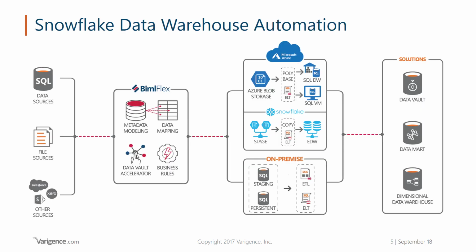But first, let's look at how BimlFlex works and how we're going to get the data into Snowflake. The first thing we do is pull the metadata from whichever data source you have, and it gets published into a metadata repository where all the data mappings are done in the back end. We're not going to look at Data Vault Accelerator or apply any business rules in this session. That's for a different session.